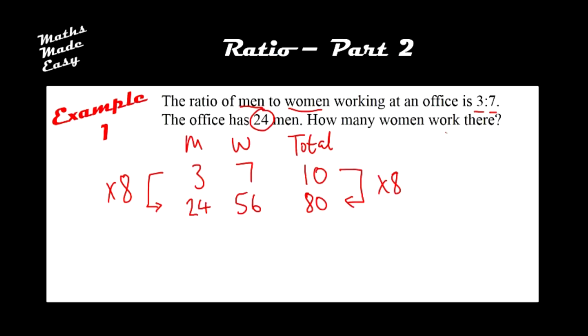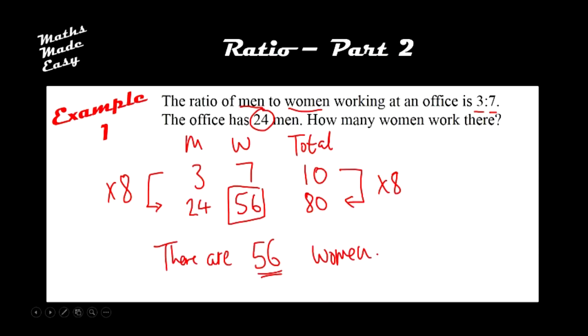But the question said how many women work there? That is this number here, since that's underneath women here. So there are 56 women. So the main difference between this question and ratio part 1 was the number that we put into the question was underneath the men rather than underneath the total.